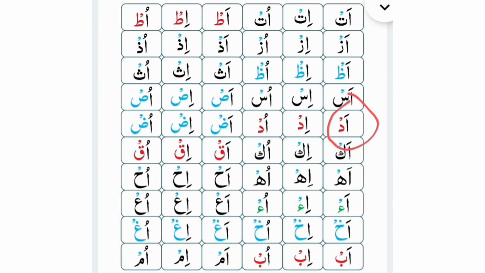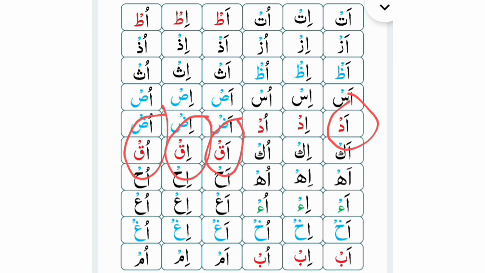Alif dal fatha ad. Alif dal kasra id. Alif dal damma ud. Ad, id, ud. Qaf is also a qalqala letter. Alif qaf fatha aq. Alif qaf kasra iq. Alif qaf damma uq. Aq, iq, uq.